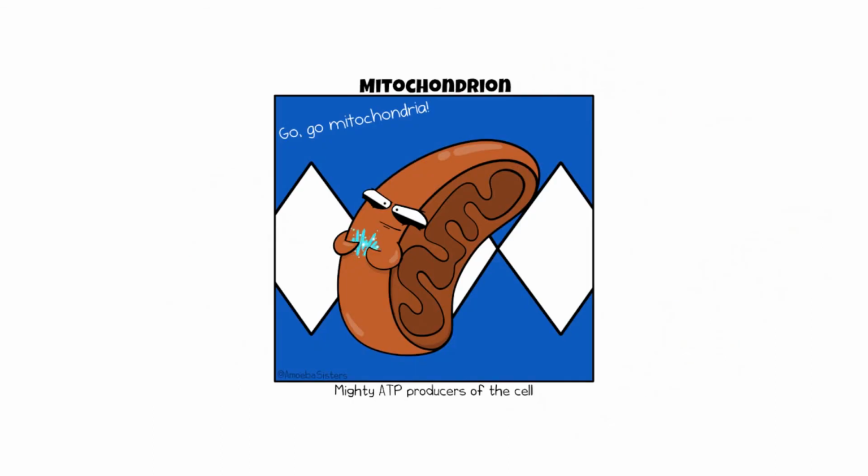You can see it's red. Go mitochondria, yes you can. It's like that. So these are the mighty ATP producers of the cell. ATP means energy. They give us the energy for us to function in our cell. Alright, so that was it from my side related to lysosome and mitochondria.